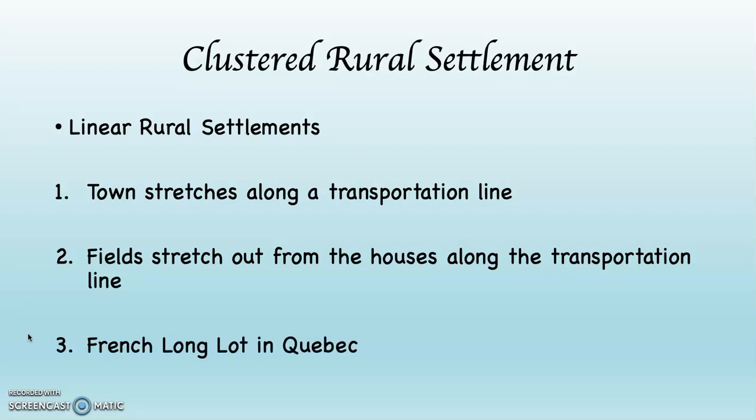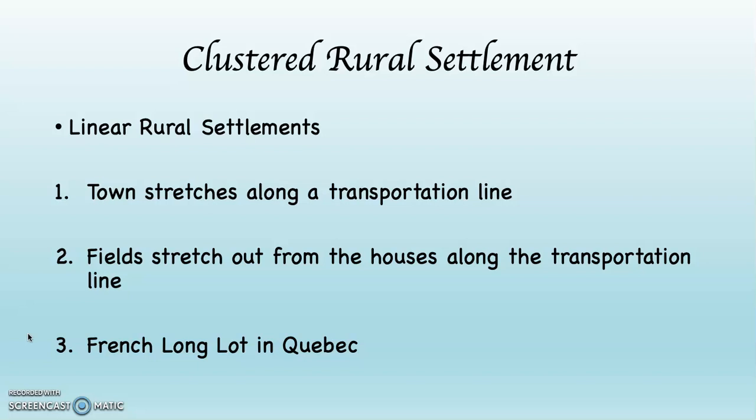This is really famous in Quebec, in Canada. And the system is known as the French long lot system. What happens is the fields stretch outwards away from the town that's along the form of transportation. And as the owner of the field dies, the land is then passed on to his descendants or her descendants. And then the fields are then split up so they become smaller and smaller and smaller. So you get these very long, thin fields.